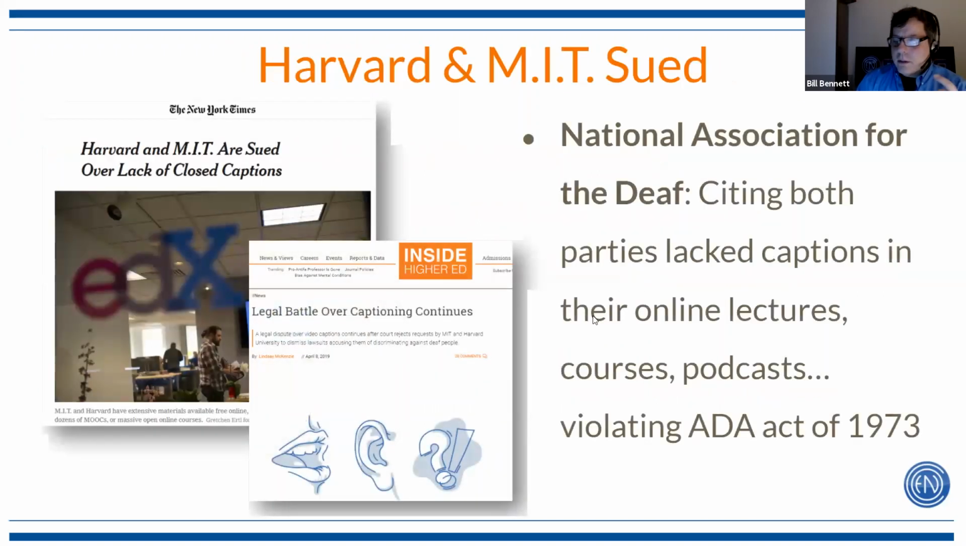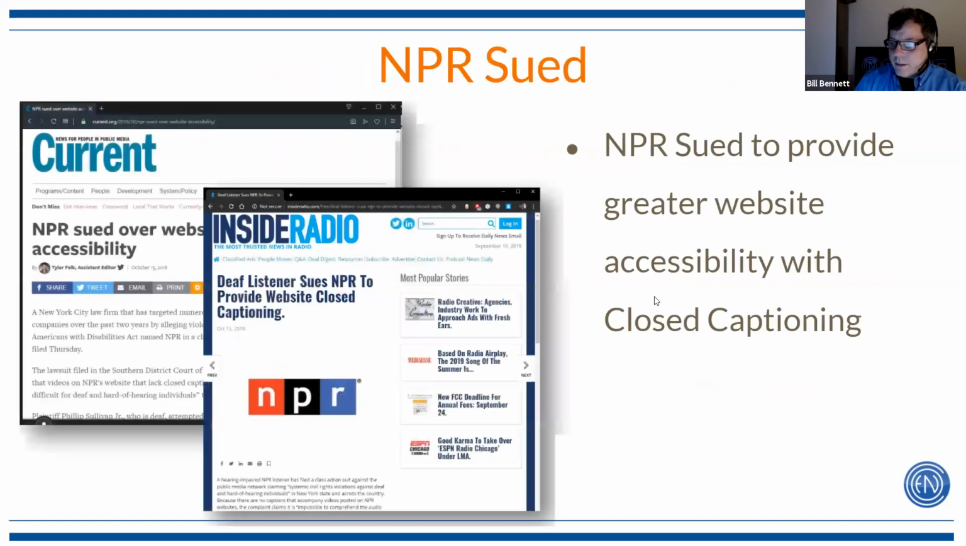A few examples here of lawsuits. The National Association of the Deaf sued MIT and Harvard under the ADA, and those schools lost. Some of their content was not captioned: online lectures, courses, podcasts. So wow. And that certainly sends an earthquake or tremors throughout the university and higher learning industry.